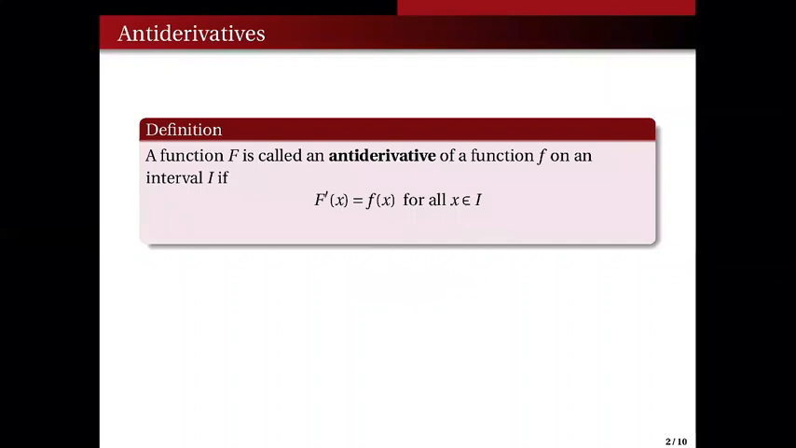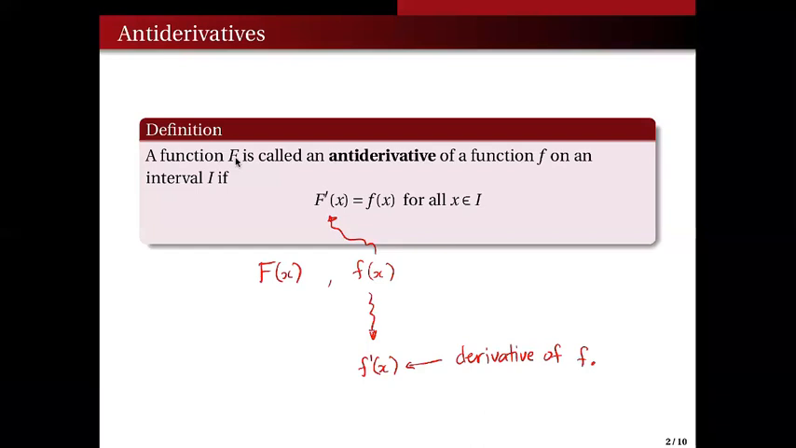Okay? So take note, here you have capital F of x and then you have small f of x. So from small f of x, we can get f prime of x. So we say that this is the derivative of small f. Now, if this small f of x is equal to capital F prime of x, then we say that function capital F is called the antiderivative.